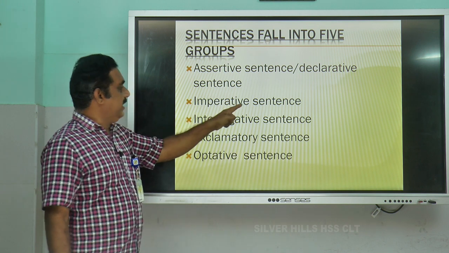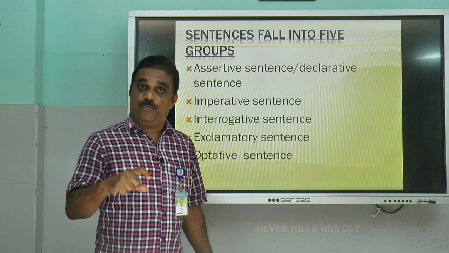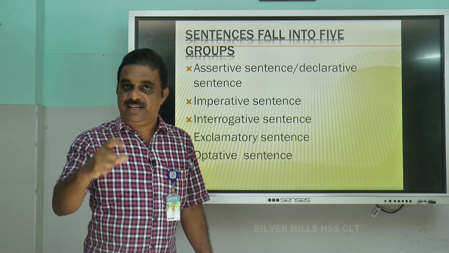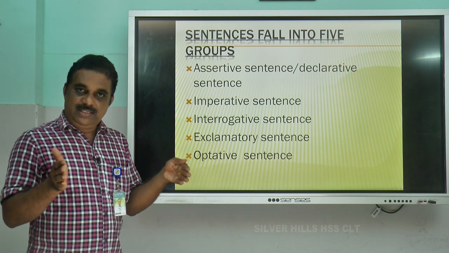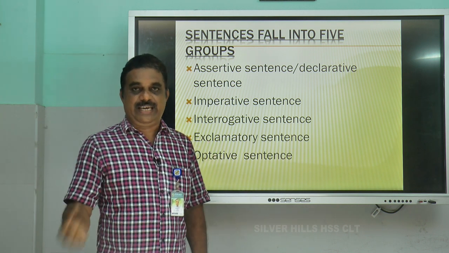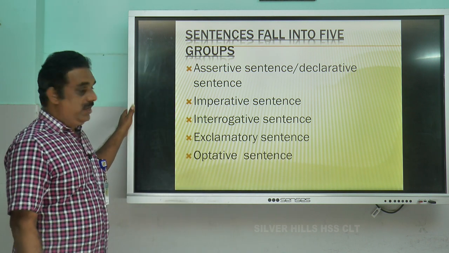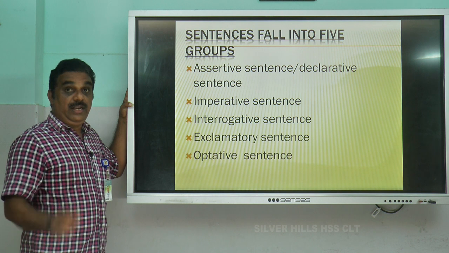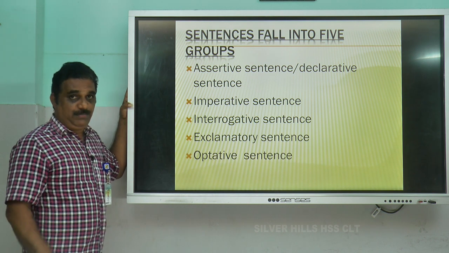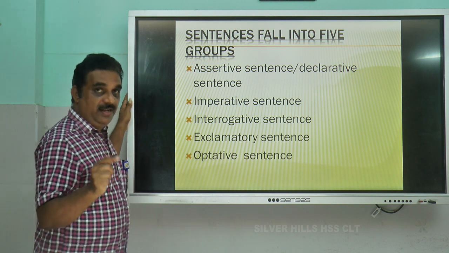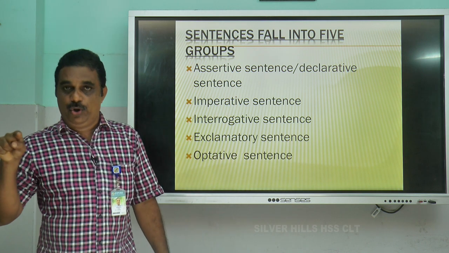Then, imperative sentence. An imperative sentence is a sentence that is in the form of a request, advice, wish, order, etc. Normally that is given from first person to second person. So we start with the verb. Then the third one, interrogative sentence. Interrogative sentences are questions. There are 3 types of questions. First one is the WH question. Second one, the yes or no question.